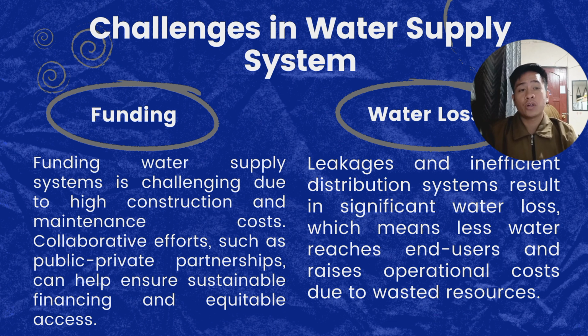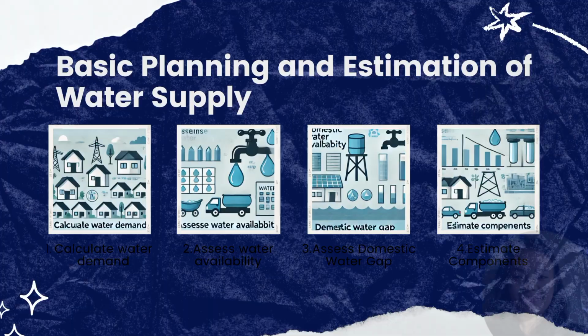The next is the water loss. So katong mga leakage and inefficient distribution system results in significant water loss, which means less water reaches to the end users and raises operational costs due to wasted resources. So katong mga na-leak nga mga pipes, so isa po to siya sa challenges kay katong mga nasayang ang tubig and then wala siya nakaabot sa katong mga end user niya na ato. So that's all for the challenges in water system.